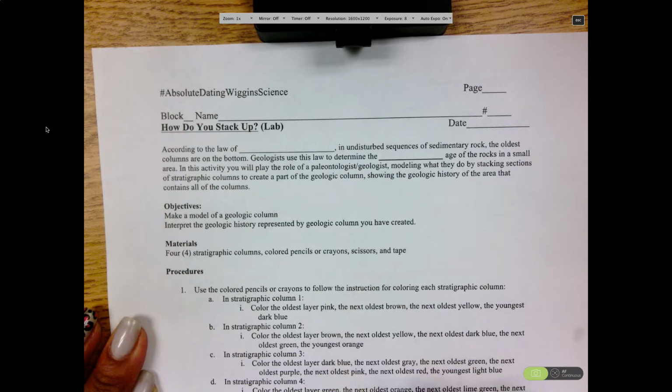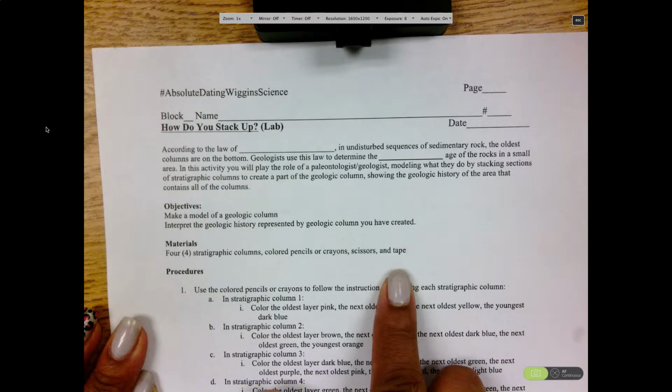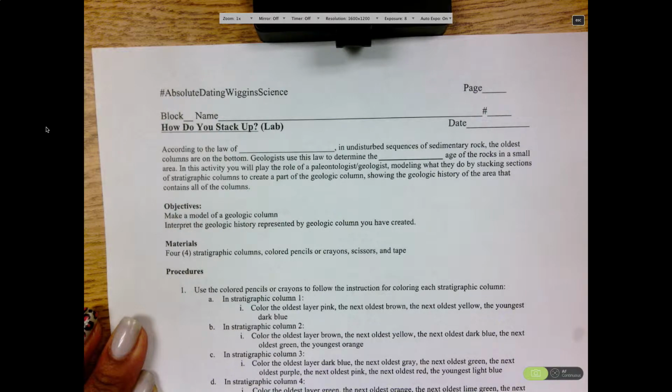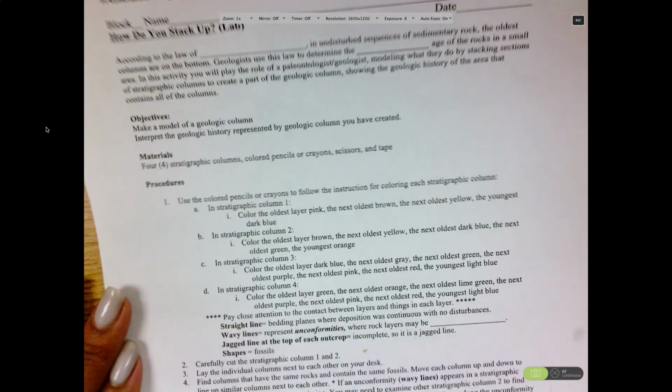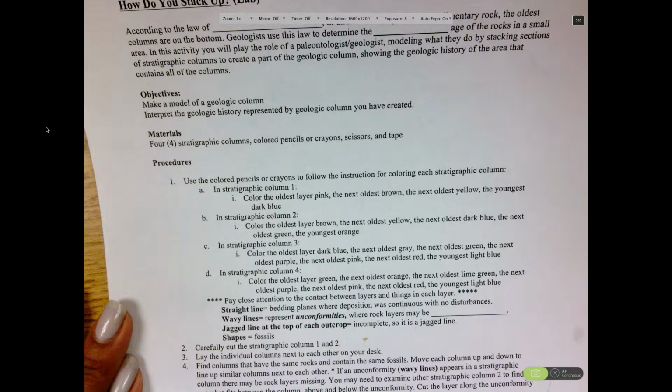You'll need scissors. They're at your lab station, and then you will need tape. Tape is going to be on my station up front because you will not take all the tape with you. You will take bits and pieces as you need them. Looking at your procedures, it's going to be telling you to color your stratigraphic pieces. You need to make sure that you read your procedures before doing anything.